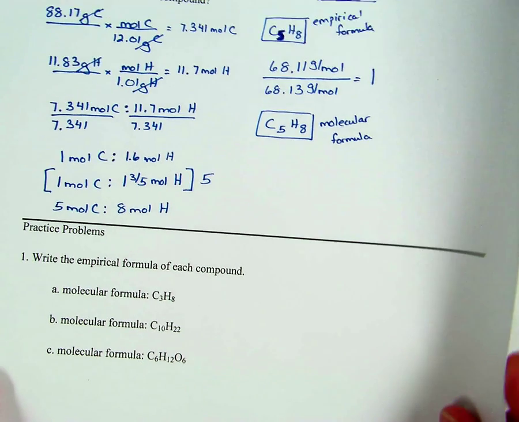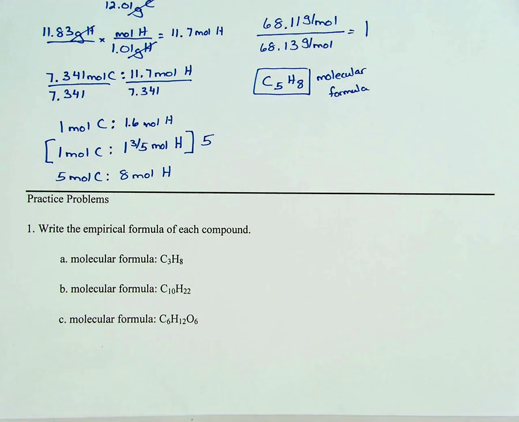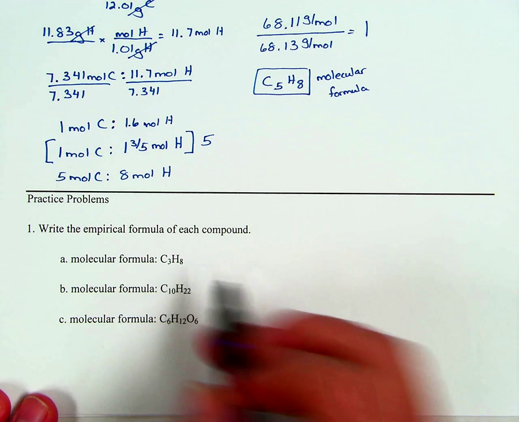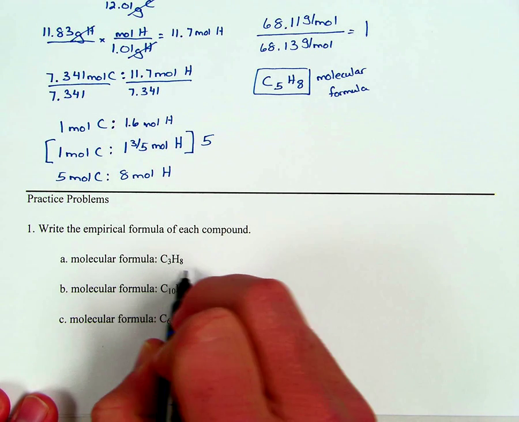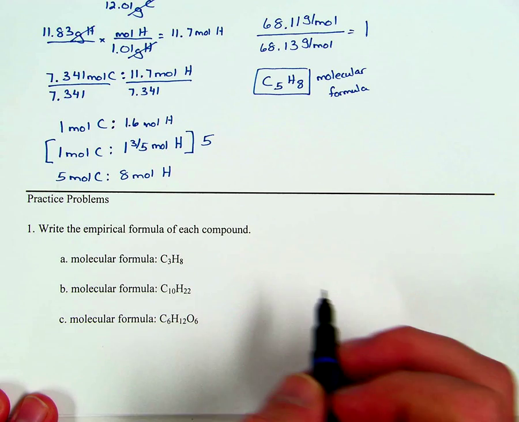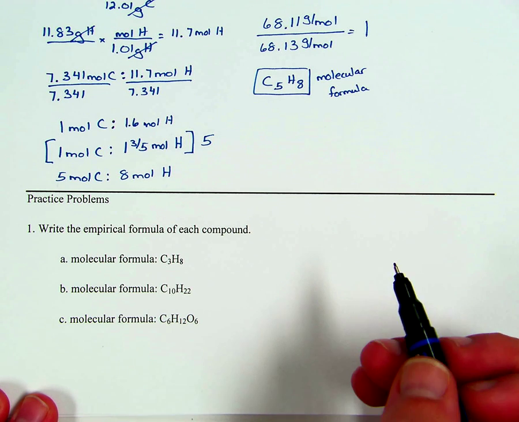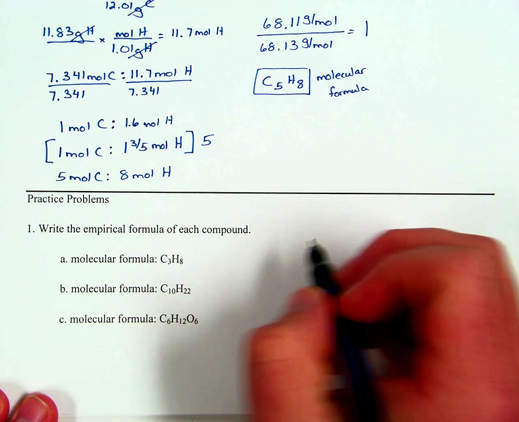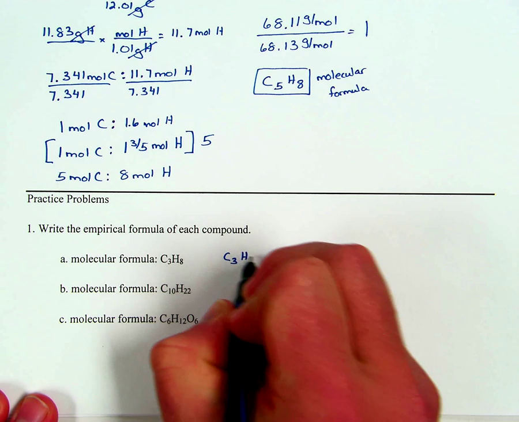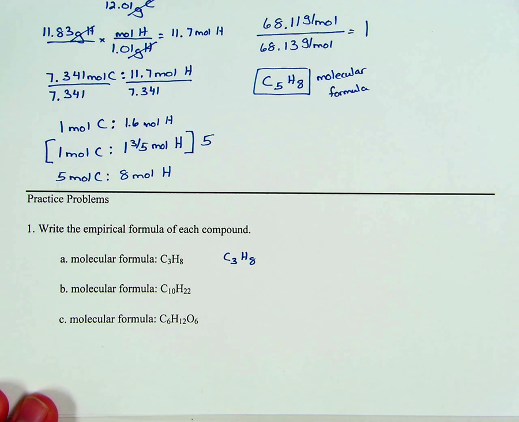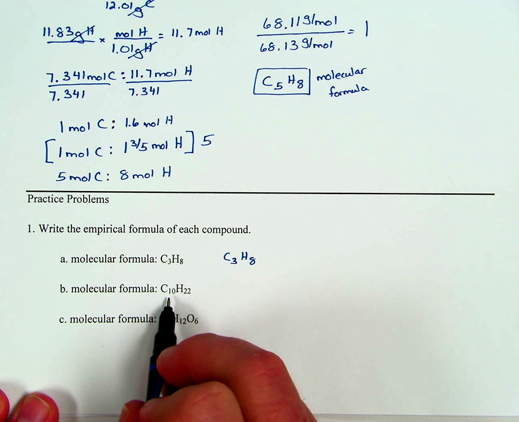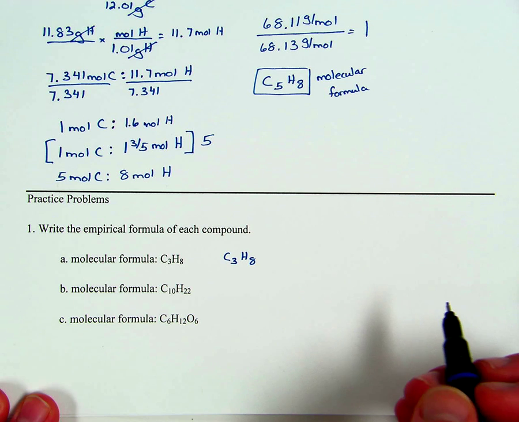We have C3H8. Well, 3 and 8 are not divisible by the same number that would still make them whole numbers. So the empirical formula for that is still C3H8. For C10H22, I can divide them both by 2, and that would give me C5H11 for the empirical formula.